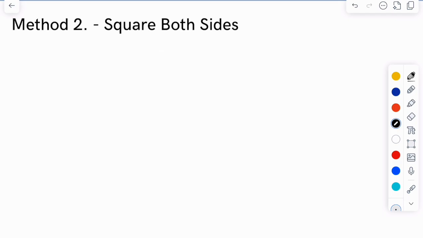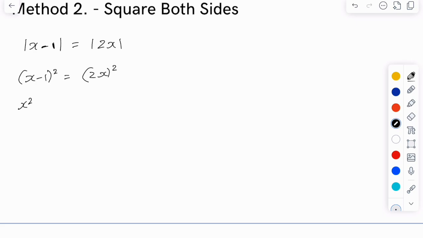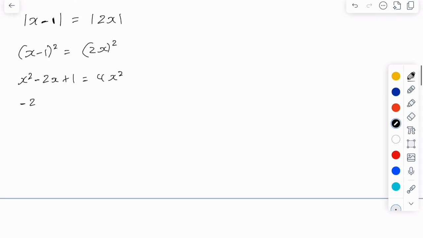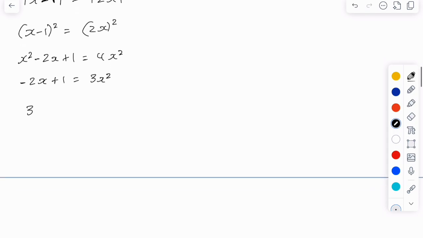So, we've got x minus 1 is equal to 2x, right? We got that. So, let's square both sides. We get x minus 1 squared is equal to 2x squared. So, we get x squared minus 2x plus 1 is equal to 4x squared. Okay, let's get minus 2x plus 1 is going to equal 3x squared. And from here we can say 3x squared plus 2x minus 1 is equal to 0.